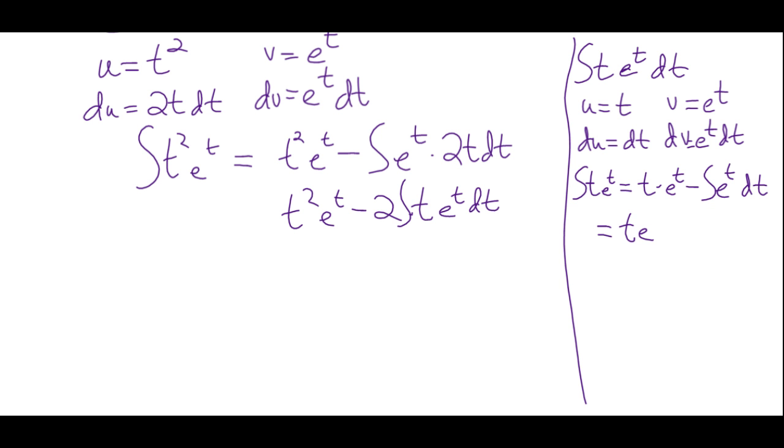Then do it again, going like this. What's the integral of e to the t dt? Just e to the t, right? Plus some constant. Okay, so now we can go back in here and substitute.